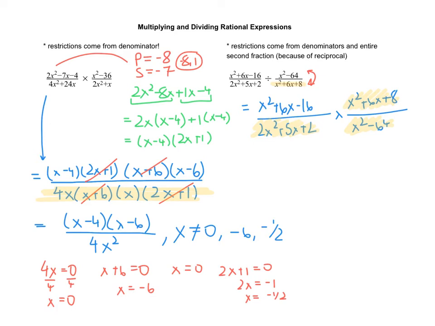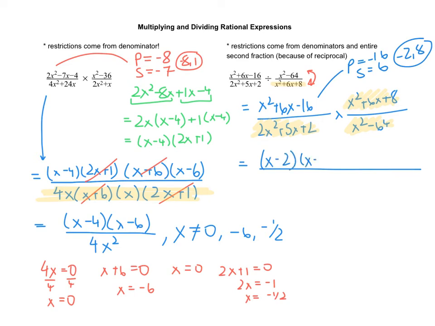And for the numerator of the first rational expression, we have a simple trinomial. So we need two numbers that multiply to negative 16, so a product of negative 16 and a sum of 6. And those two magic numbers are going to be negative 2 and positive 8. So I can rewrite that trinomial as x minus 2 and x plus 8.